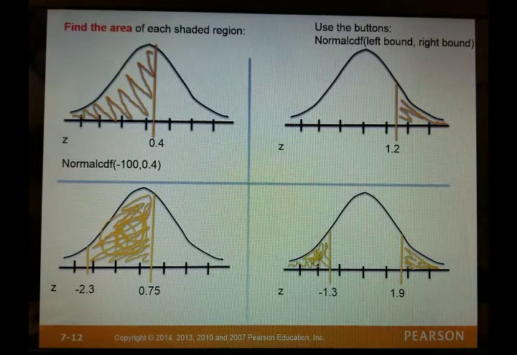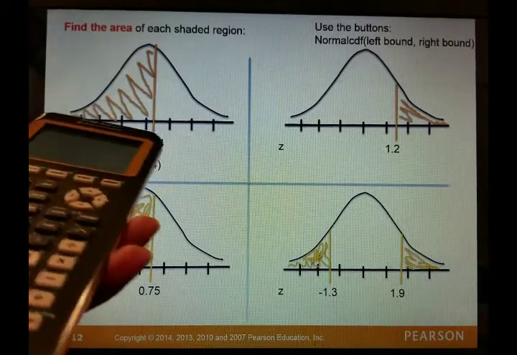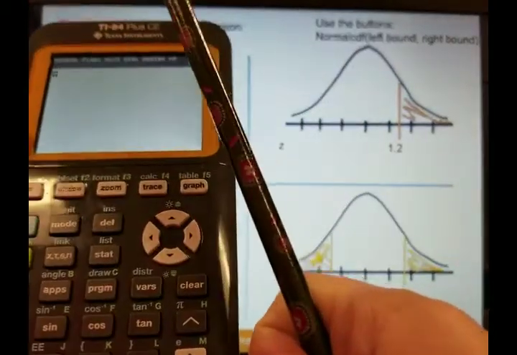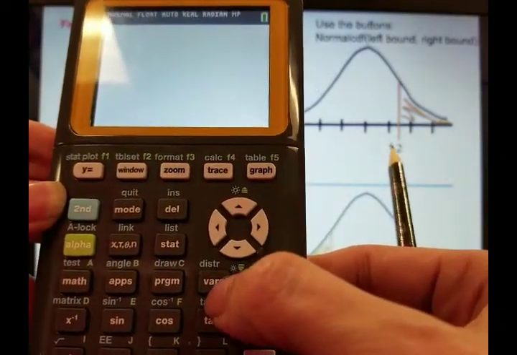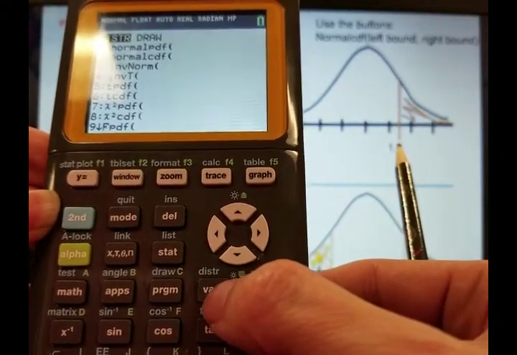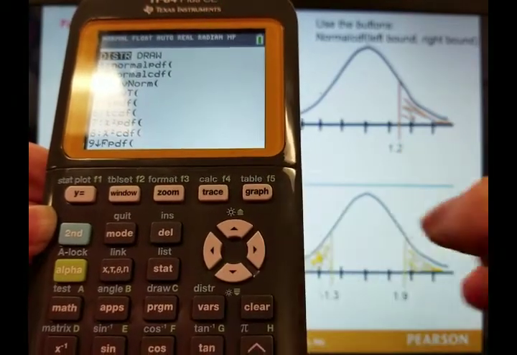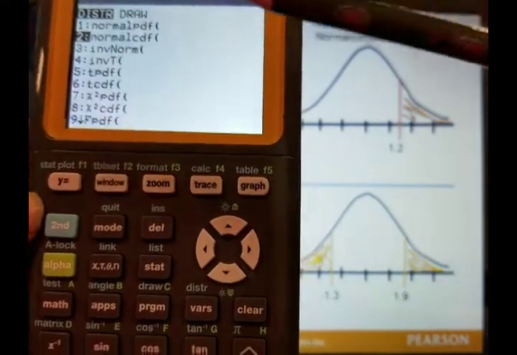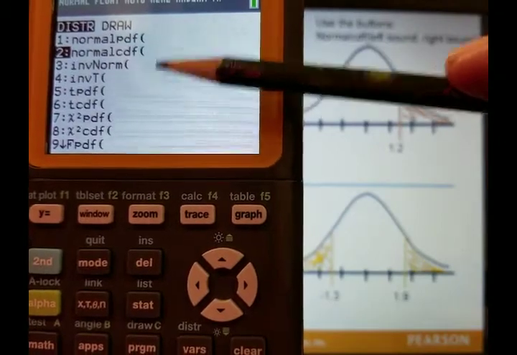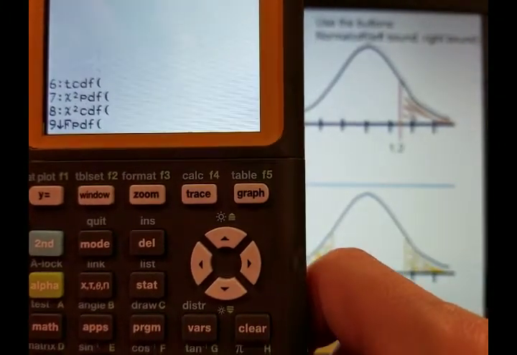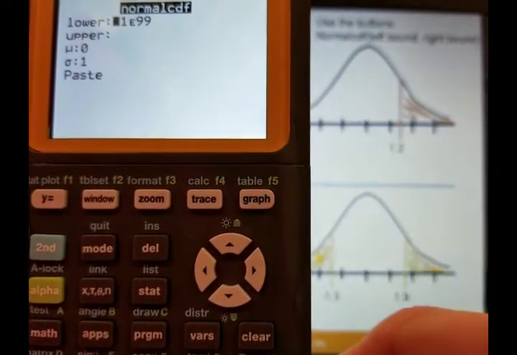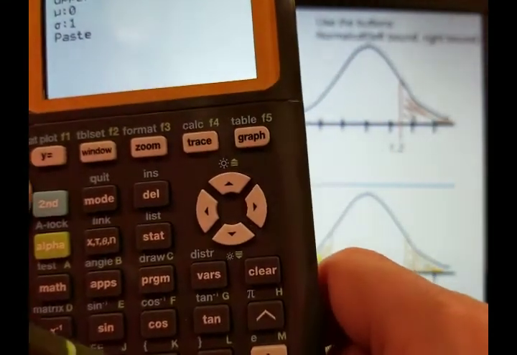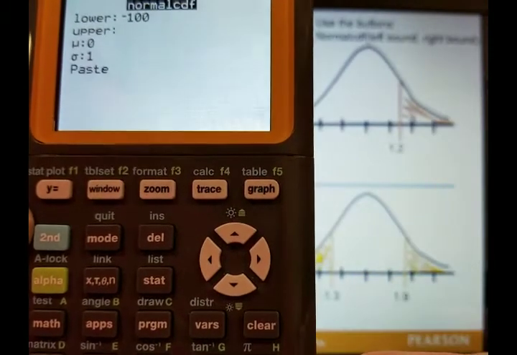Now the normal CDF button is under, you're going to push on your calculator, I don't know if we're going to see the buttons, but we're going to try it here. All right, so we're going to push the word second. You're going to push distribution, which is the vars right here. So second, distribution. Now I'm looking for the normal CDF, which happens to be number 2 on my calculator, so I'm going to choose number 2. Now it says lower. The lower is referring to the left, so my left number is going to be -100.